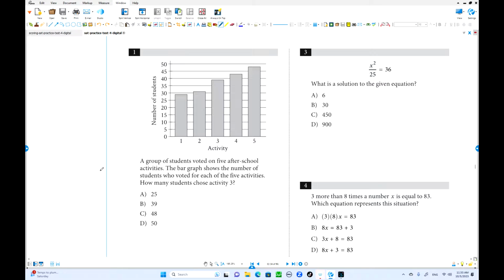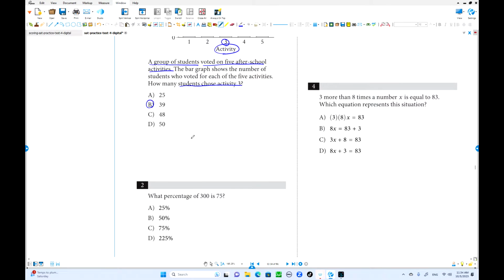Okay. So number 1 over here. We have a group of students. There are 5 after school activities over here. So how many students chose activity 3? Less than 40. Looks like 38, right? This is 35. So 38, yeah, 39 is the best answer, okay? Choice B is the answer.